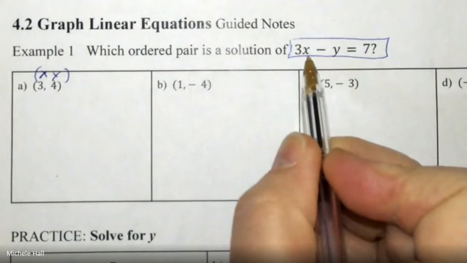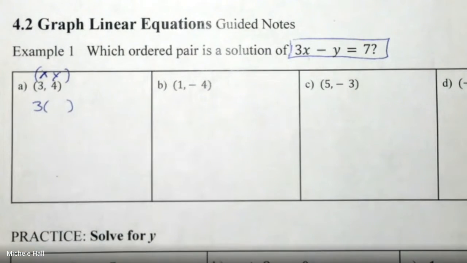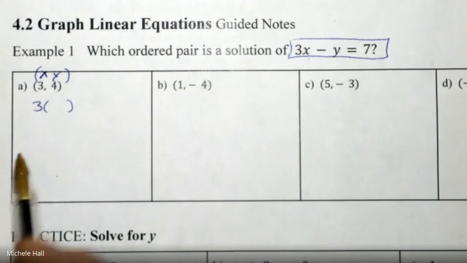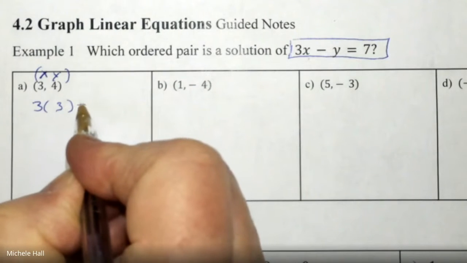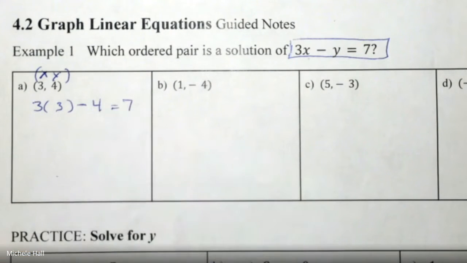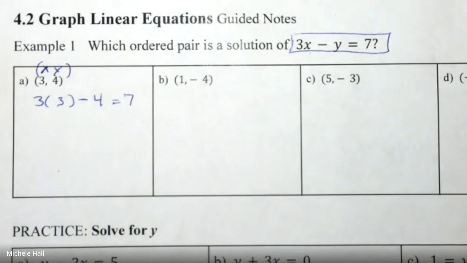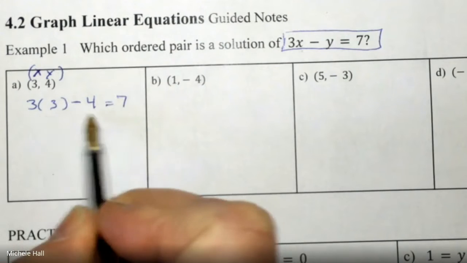So here's my x, here's my y. So I'm going to have 3 times x, 3x. So that's going to be 3 times 3. And then we have minus y, which is 4, equals 7. So this is like a check, right? This is how we do checks. We check it. So we're going to simplify. Notice that this side is already simplified. It says 7. Let's see what we get on the left-hand side.